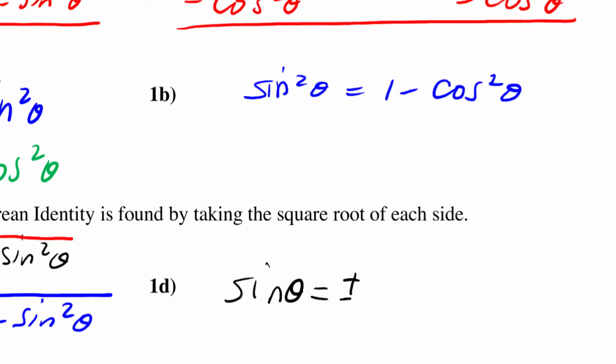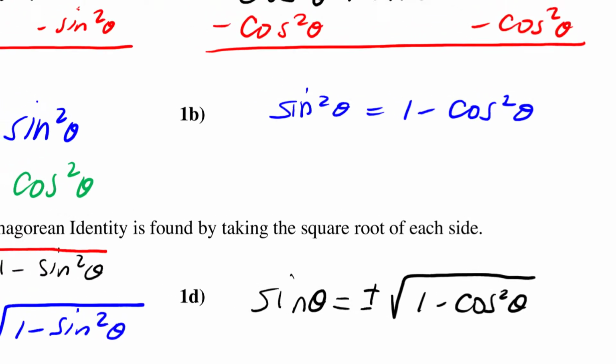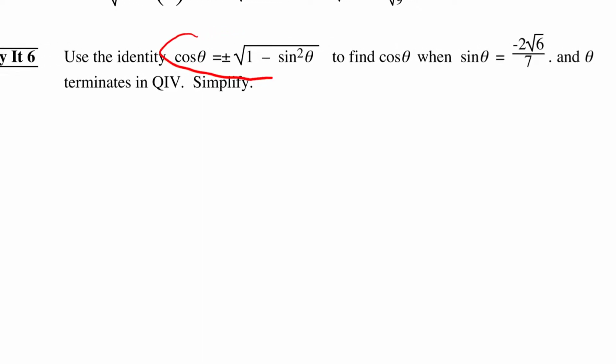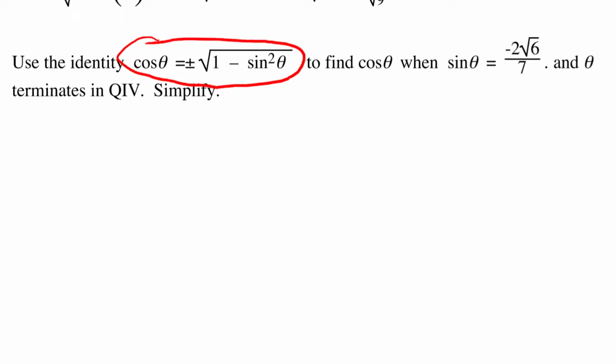We can do the same thing for sine theta. Sine theta is plus or minus the square root of 1 minus cosine squared theta. And again, sine theta would be positive if theta is in quadrants 1 or 2, and negative if theta is in quadrants 3 or 4. Let's put this into action by working with the cosine theta identity. We're going to find cosine theta with given information that we know that sine of theta is negative 2 root 6 over 7, and, very important, that theta terminates in quadrant 4.